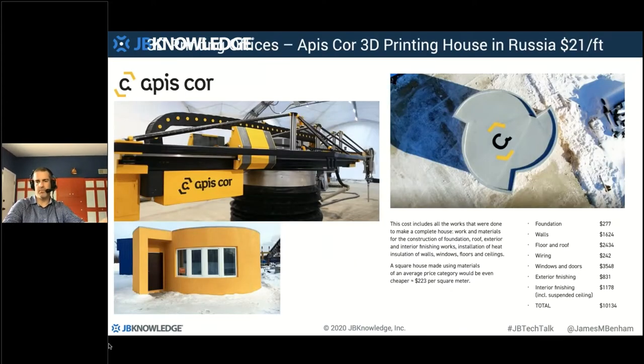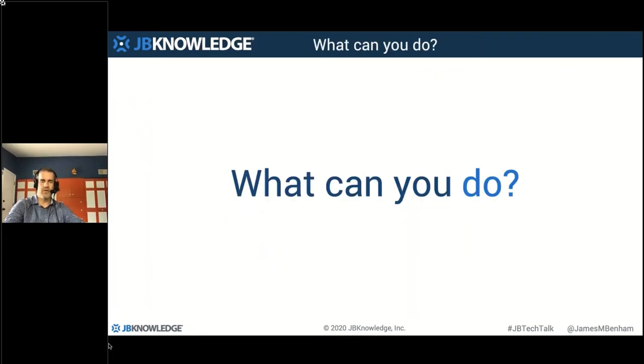And you know, Apis Cor is 3D printing in Russia. This is $10,134 all in, 3D printed in the middle of winter in Russia. So there's some really neat things going on in the area of 3D printing.